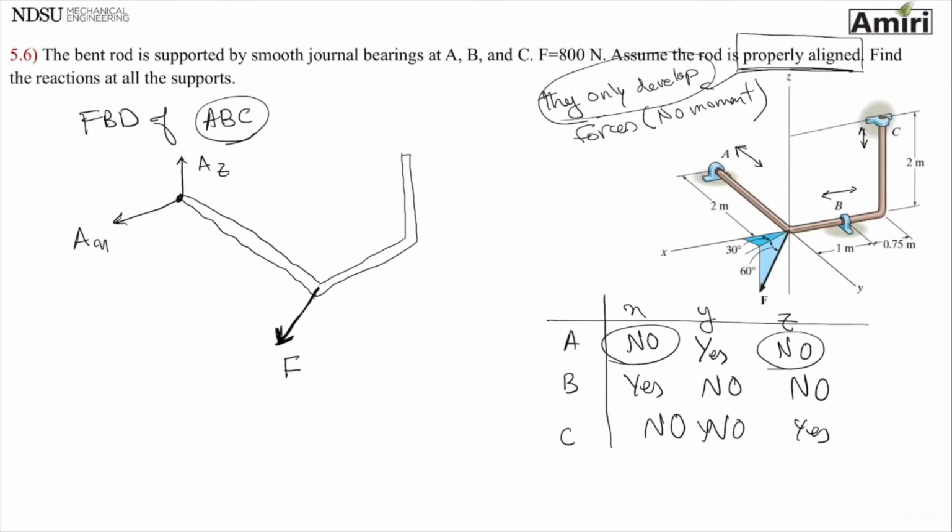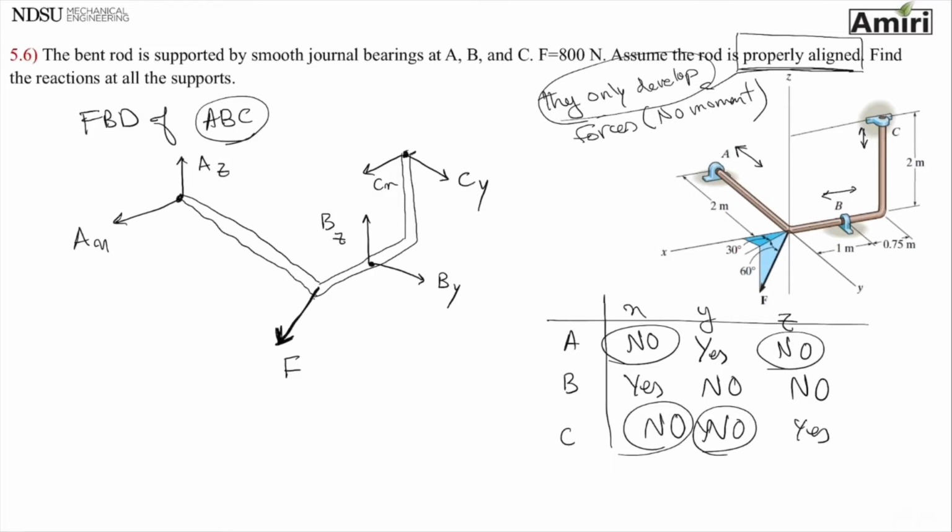Point B, I have a BY and I have a BZ. Point C, I have a CX and CY. And that is my free body diagram.